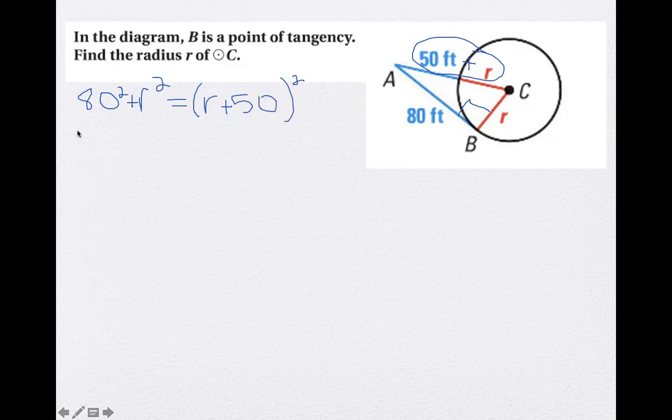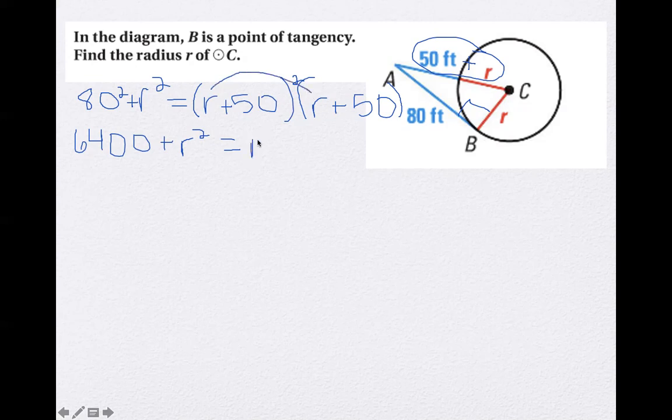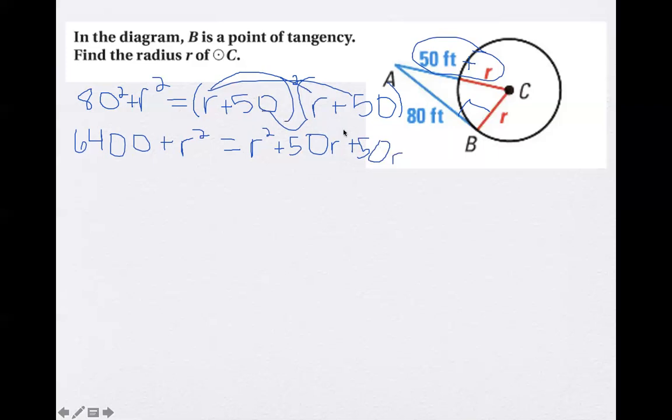Okay. So 80 squared would be 6,400. R squared is r squared. And then guys, when you get to this quantity squared, you cannot distribute the 2 through. What you have to do is you have to FOIL it. So think back to algebra where you have to rewrite it and you're simply FOILing it. Okay, please do not distribute the 2. You'd be totally wrong. It would ruin your whole problem. I don't want that to happen. So what I'm doing is I rewrote it so that I could distribute. So I would say that's r squared plus 50r plus another 50r and then 50 times 50 is 2,500.